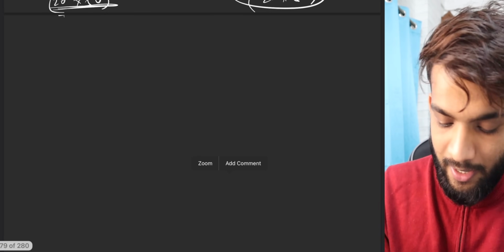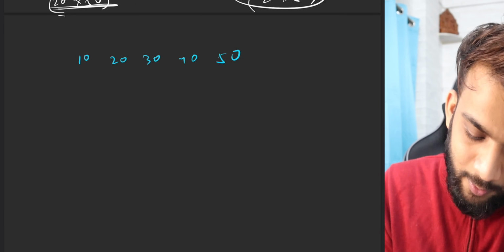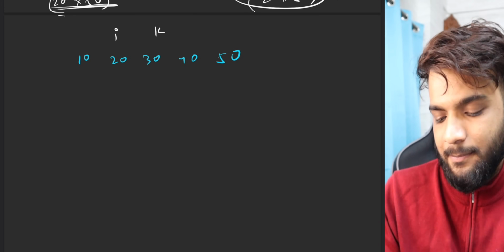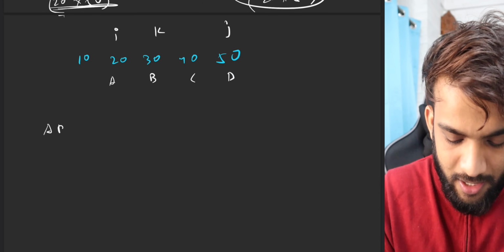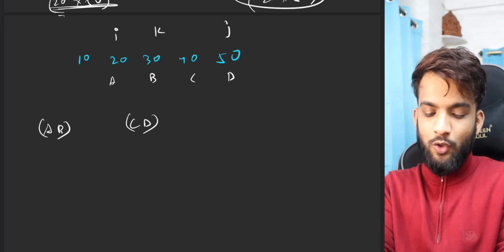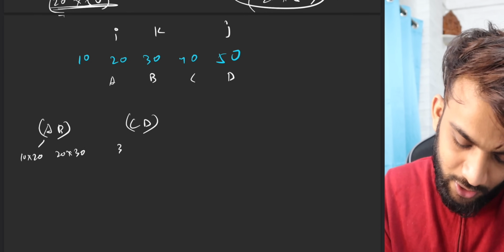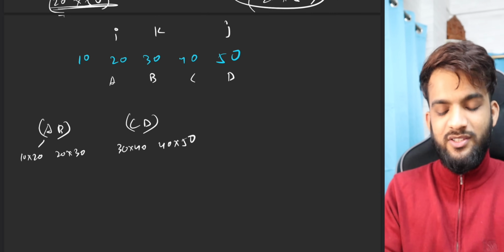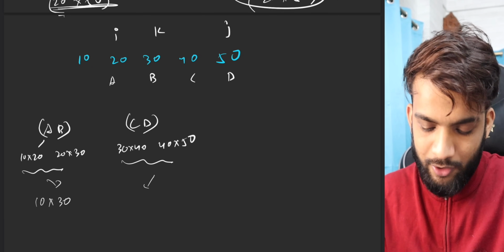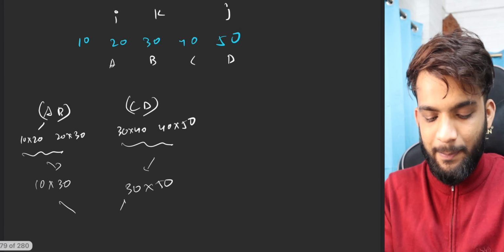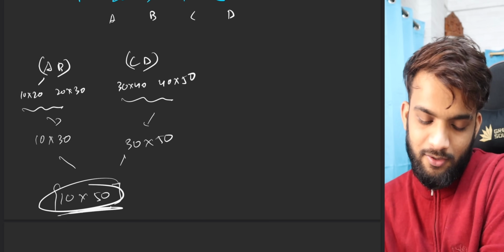So in order to understand the formula again, let's write the same thing: 10, 20, 30, 40, 50. Imagine I was here and K is here and J is here. Okay, imagine this is the starting point where I'm like, okay, divide them into AB and divide them into CD. Something we know for sure is this is 10 cross 20, this is 20 cross 30, this is 30 cross 40, this is 40 cross 50. And we definitely know this is going to give me 10 cross 30, this is definitely going to give me 30 cross 50, and when I multiply them, I'll get 10 cross 50 as the resultant.